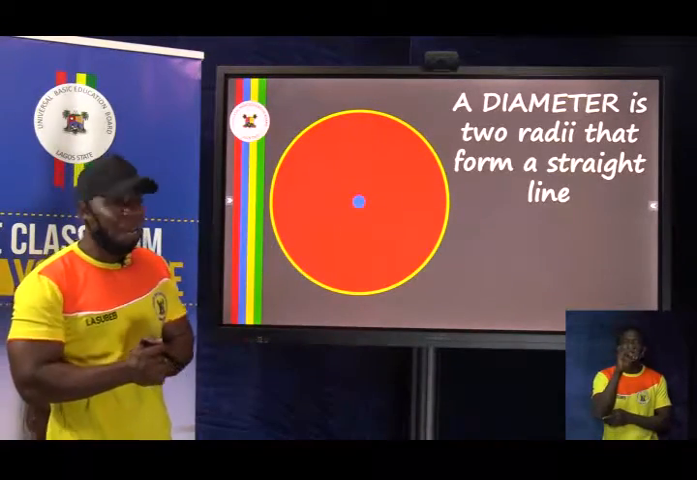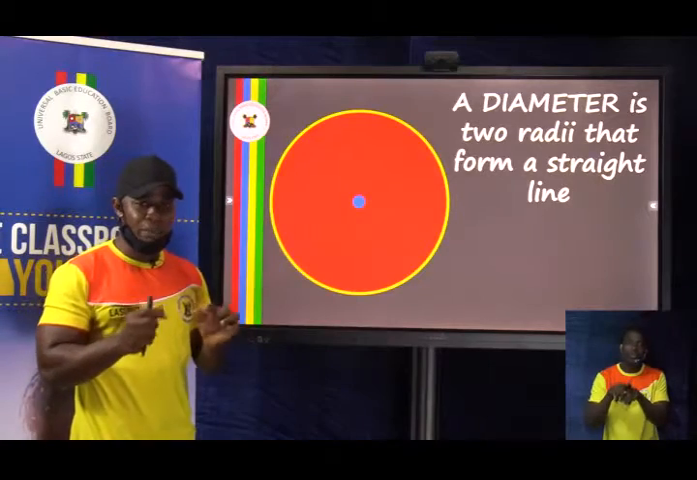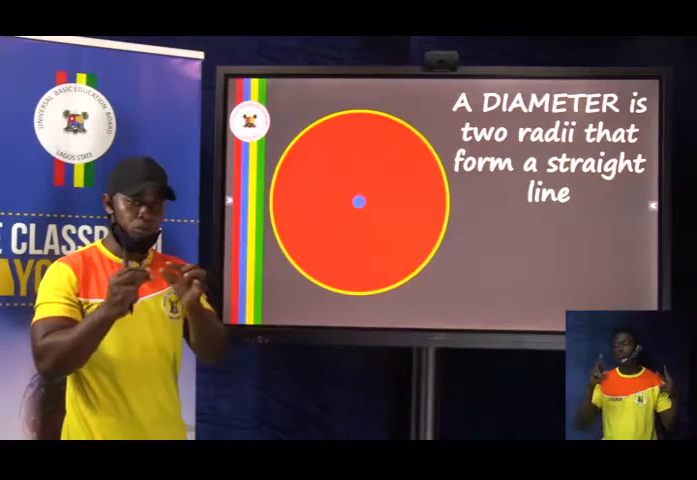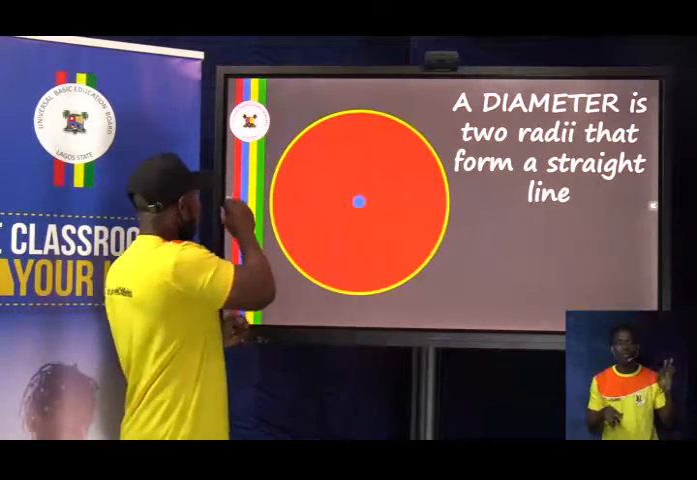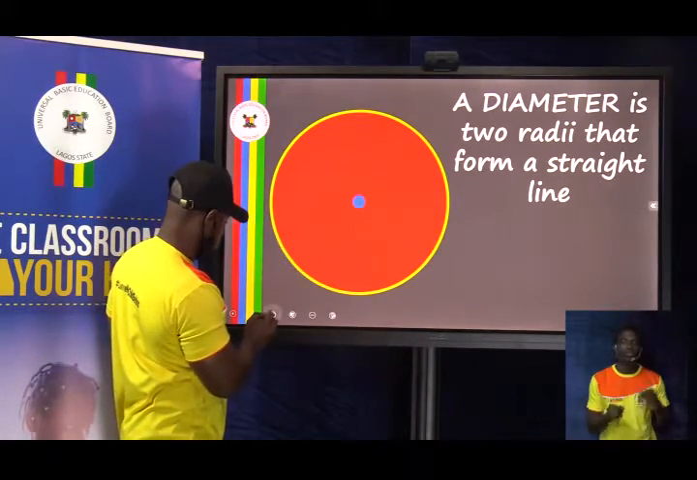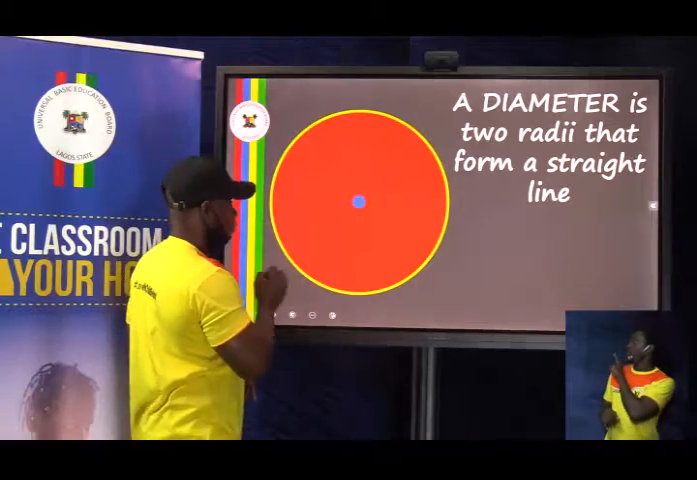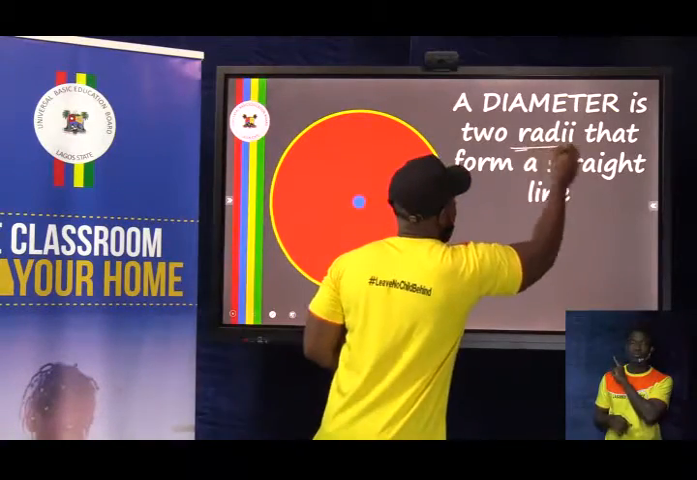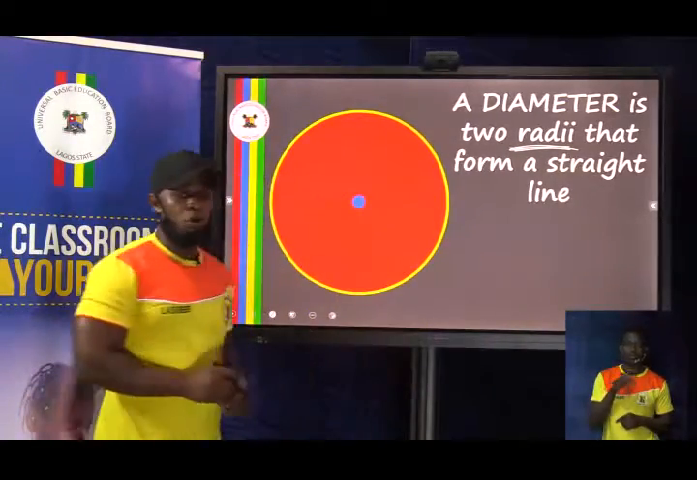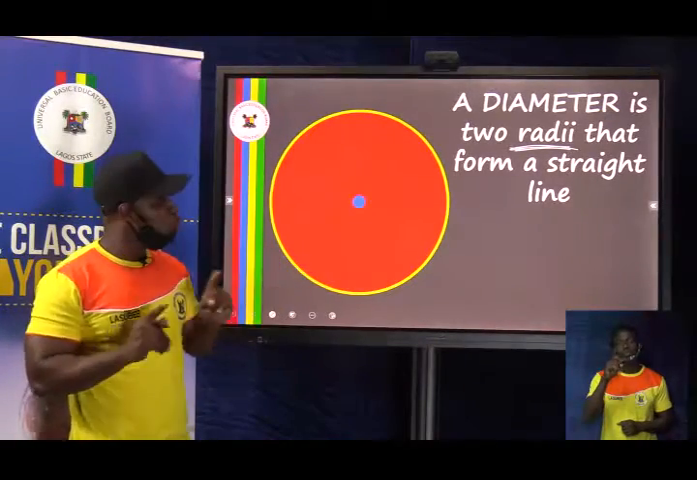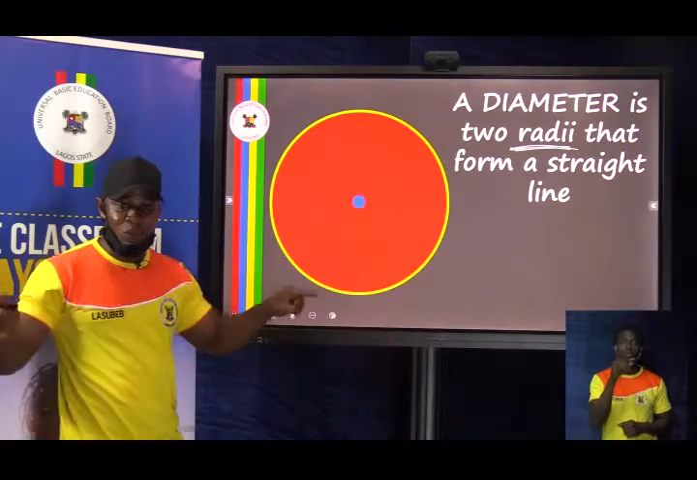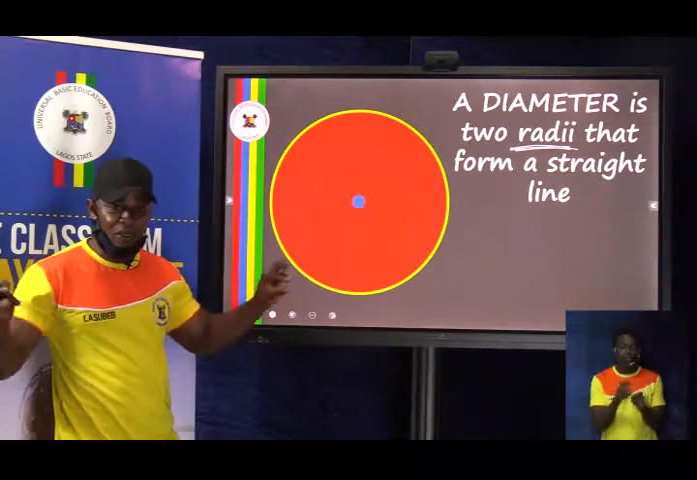Now, a diameter is also the same as 2 radius or 2 radii. The plural of radius here is radii. So it's not radiuses. A diameter is 2 radii that form a straight line. We say they are collinear. They form a straight line.